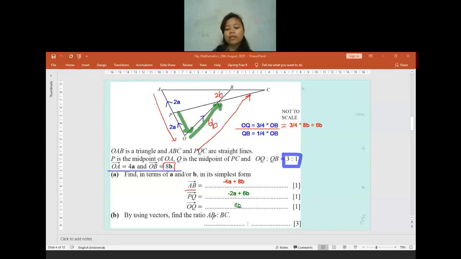Now we are going to find the vector BC. We already have vector AB, which is negative 4a plus 8b, and now we need to find vector BC. Anyone want to help me to find vector BC? Which way do I have to use? If I want to go from B and then finish at C? Anyone want to try to help me?